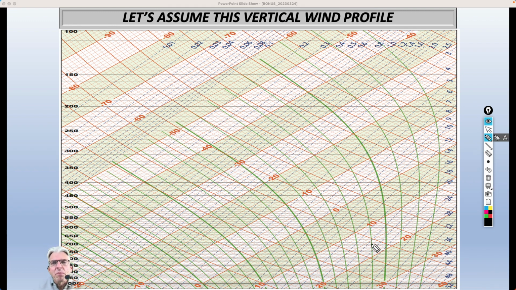For instance, these lines that go like this are what we call dry adiabatic lines. Now, the word adiabatic means that there's no exchange of heat from an air parcel to the environment around it. Any changes in temperature are purely due to changes in pressure, okay? But the actual amount of heat in the system remains the same. So the temperature, when the air is not saturated, declines at about the rate of 5.5 degrees per 1,000 feet.